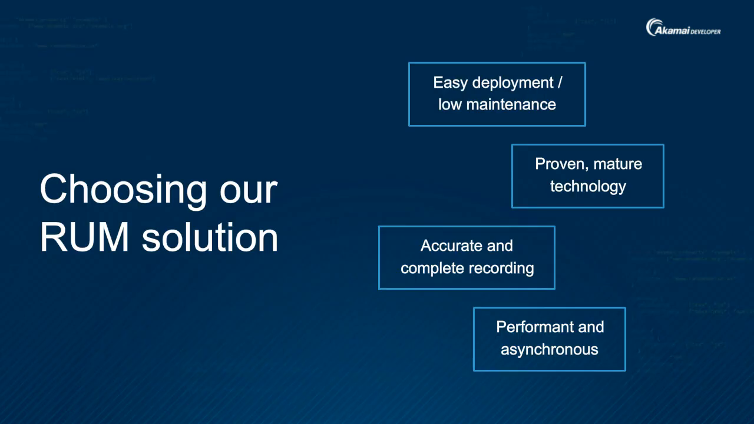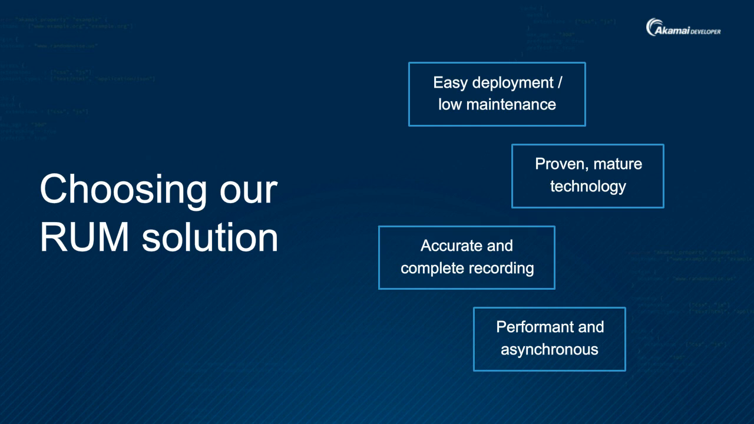So choosing our RUM solution, when we were investigating, we basically had some requirements or needs or things that we were hoping for. We wanted to find something that was going to be easy to deploy. My team has a giant backlog of stuff, like I'm sure all of yours do, and we did not want to add to it if we could. So we wanted something that was proven and mature, because it's going to be on every page and we're relying on it to create mission critical data and make mission critical business decisions, it needed to be solid and it needed to be accurate and complete. And we really wanted to make sure we had something that we felt was 100% solid.